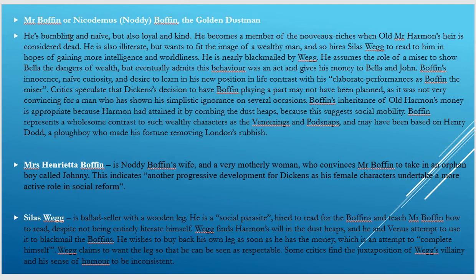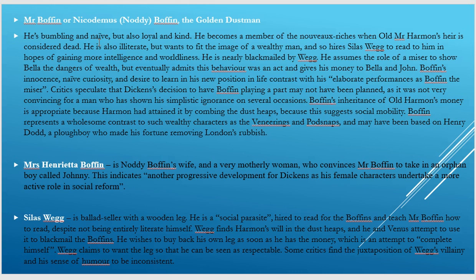We have here Mr. Boffin, who is called Nicodemus or Noddy. Sometimes they call him the servant Noddy, sometimes the Golden Dustman, and at the end of the novel Mr. Boffin, because he became a rich man. So he went by many names, and at the end of the day, he became Mr. Boffin. It means he got huge respect from his society as he received the property and inheritance. So he is bumbling and naive.